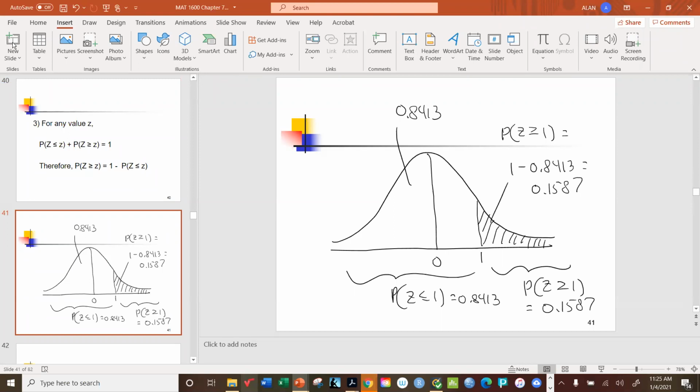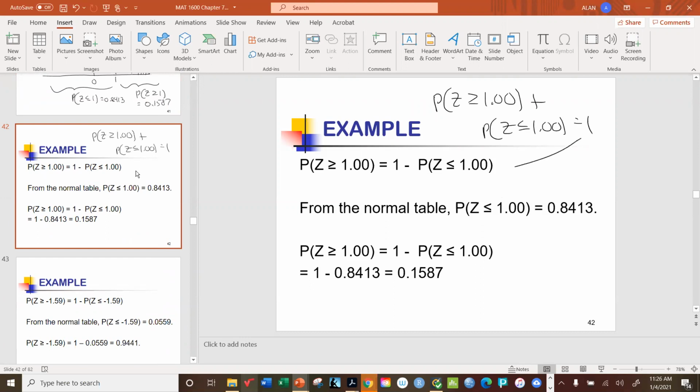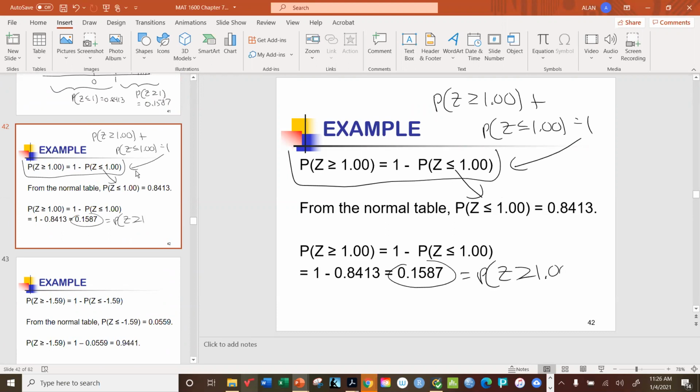All right. What about a case like this? Oh, and yes, this is the one we just did. You can see that these have to add up to 1. So algebraically, that implies this. So in a case like this, you would look this one up in the table, and then you would subtract that from 1 to come up with the actual probability that you need.